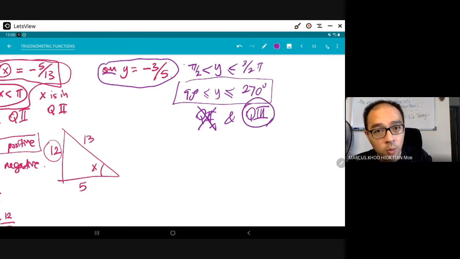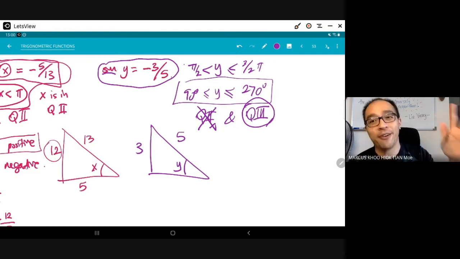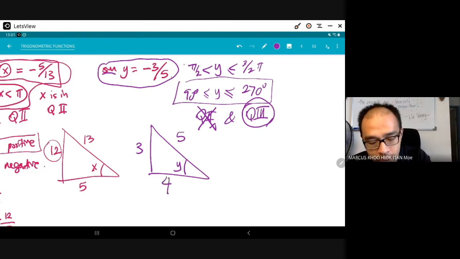So now we can form the triangle. If this is y, 3 is here, 5 is here. Sine is opposite over hypotenuse. Okay, 3 over here, 5 over here, so this is obviously 4. So you can tell me already, what is the value of cos y and what is the value of tangent y?